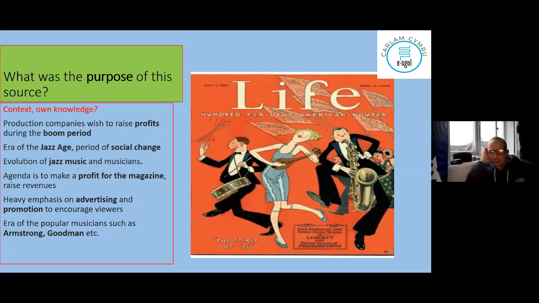Make a profit for the magazine, to raise revenues for the magazine producers. Promote, to advertise, to encourage viewers, to encourage a greater readership of this growing magazine at this time. Maybe it's to show pride in being American in 1926. Possibly it's trying to win over doubters who think the jazz age is far too decadent and far too daring and rebellious. There are a number of possible concepts behind this source. Maybe it's to advertise the growing glory of musicians like Louis Armstrong.